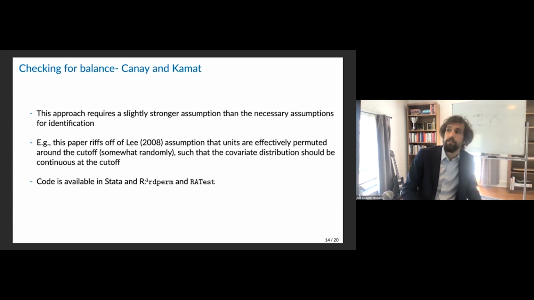It's a slightly stronger assumption, but pretty reasonable, that's necessary from that paper. Basically, you're assuming that things are permuted across the cutoff such that the covariate distribution should be continuous at the cutoff. The nice thing is that there's code available both in Stata and R to implement this.